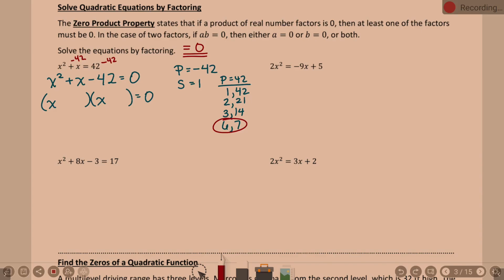What kind of signs do I use to make my 6 and my 7 work? Negative 6 and positive 7. If they multiply to be a negative, I want one negative, one positive. If they add to be positive 1, we need the bigger number positive. So put those into your parentheses: x minus 6 times x plus 7. Am I done?